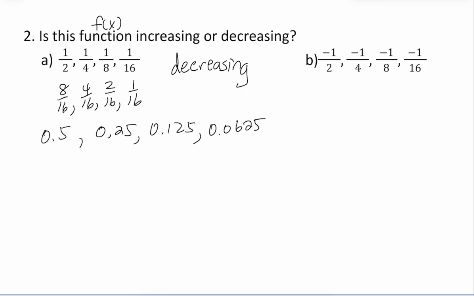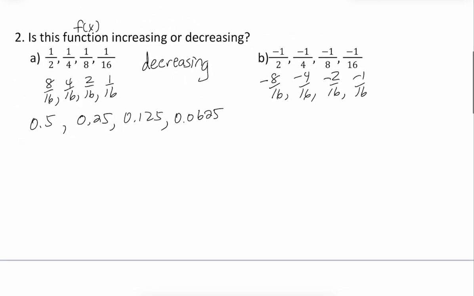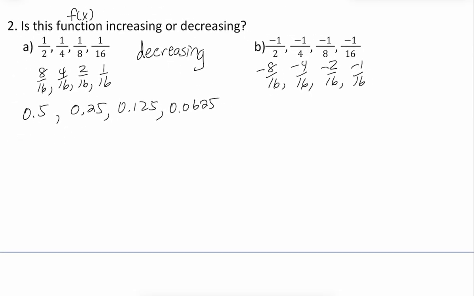Now, B is, again, deceiving. Negatives can be funky, okay? So this is negative 8/16, negative 4/16, negative 2/16, negative 1/16. Think about which one is closest to 0 and which one is furthest away. It's getting closer to 0. It was further away. So this one is actually increasing.